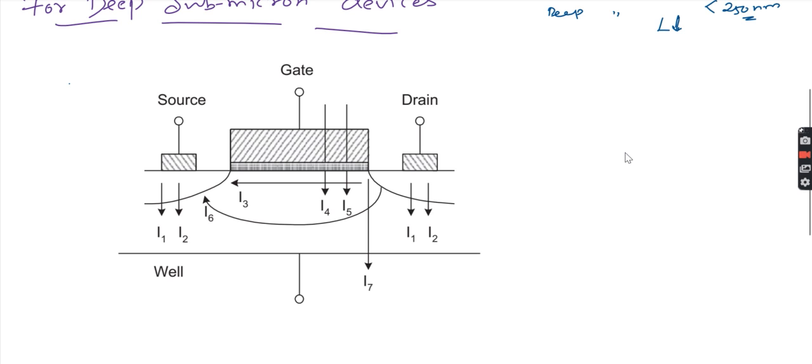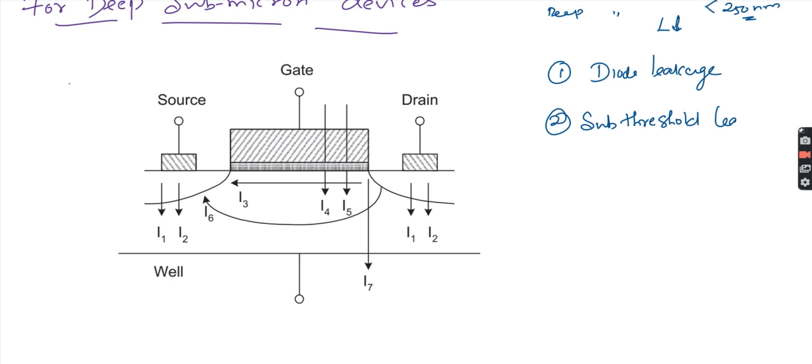Now we need to know the leakage power dissipation happens by three components. The first is diode leakage, the second is subthreshold leakage, and the third one is gate oxide leakage.